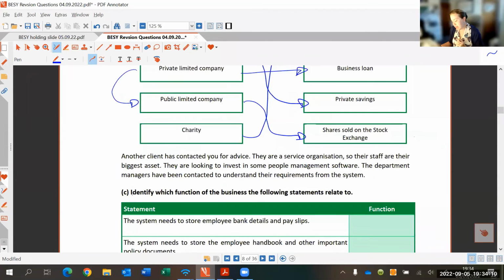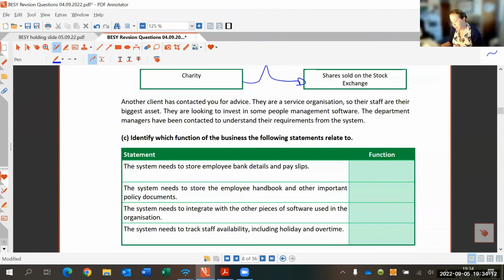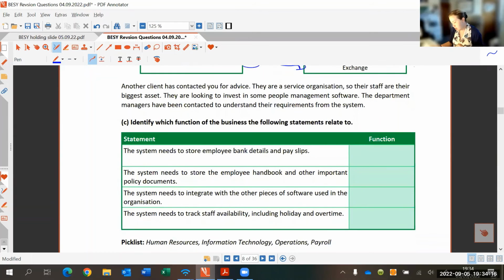So to finish off this task, we've now got a different question. This is around the different business functions. Let me just see if we've got the pick list at the bottom. We've got a different client now, a different situation that's come to us for some advice. There are service organisations. That's a nice full inclusion of service. Their staff are the biggest asset that they have. They don't produce products.